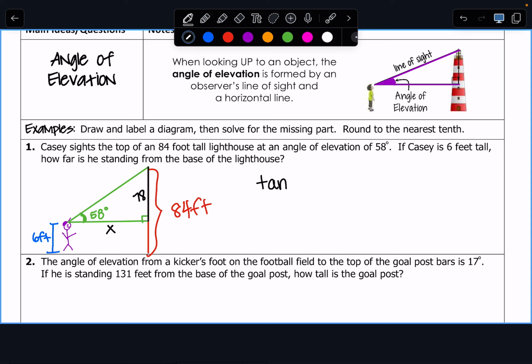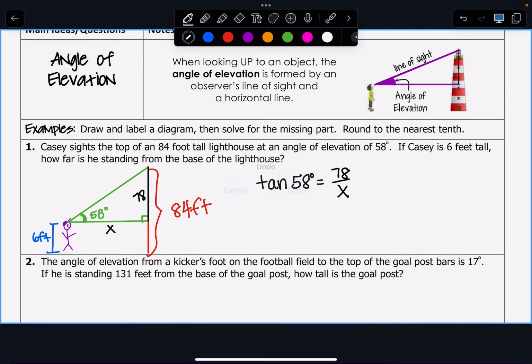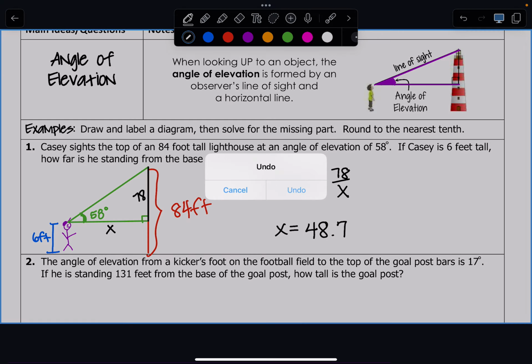The tangent of 58 degrees is 78 over x. Yes. Okay. Our dear friend Ollie is saying that this distance is 48.7 feet. I need you to double check his math, please. I double checked.